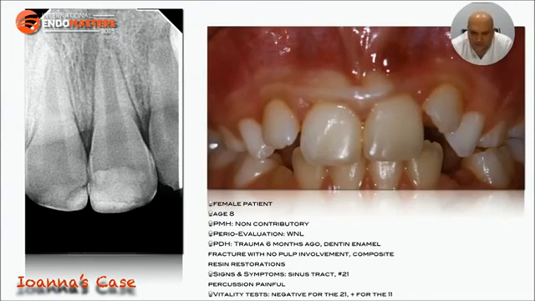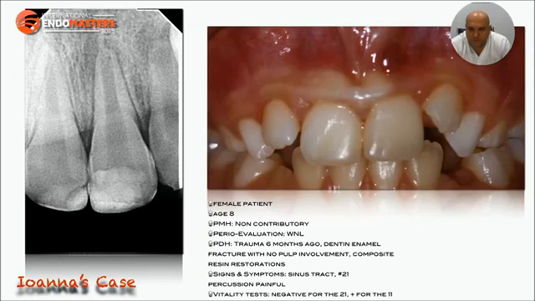Little Marlena is 8 years old and was referred with this clinical radiographical image. The dental history revealed that the little girl had suffered a dentine enamel fracture 6 months ago. Emergency treatment was provided by restoring the fractured dental structure with composite. Now a sinus tract was evident and the tooth was percussion painful.